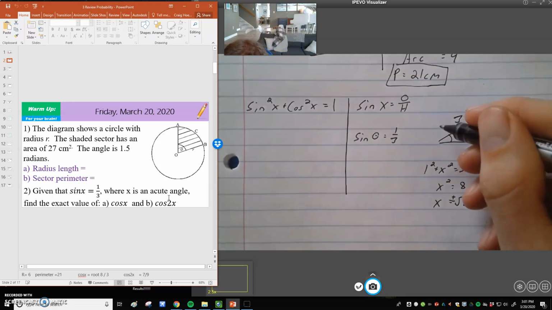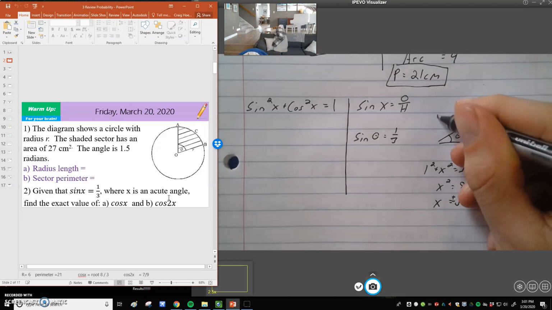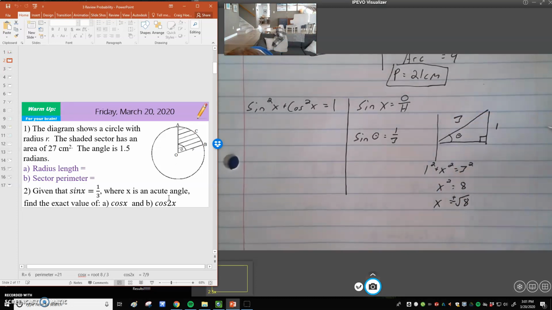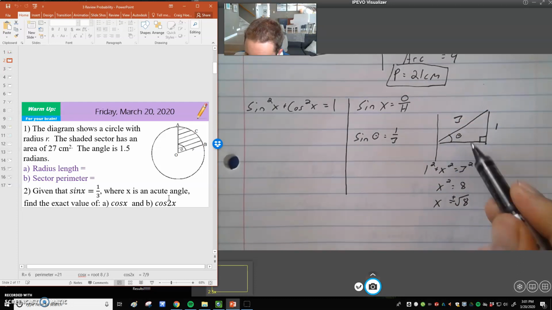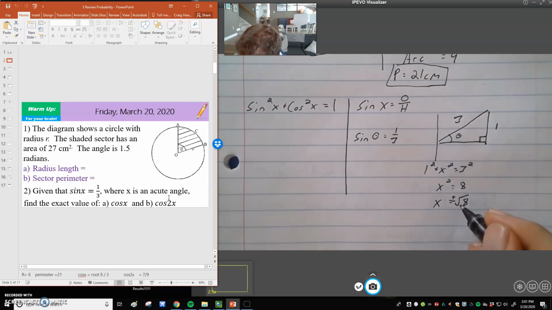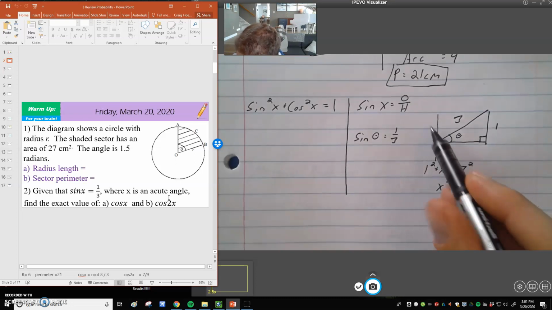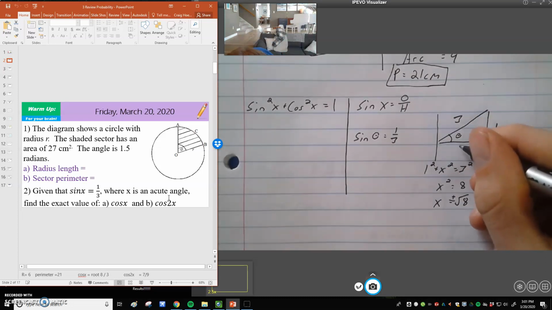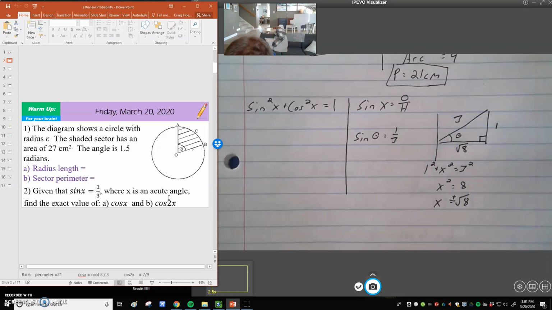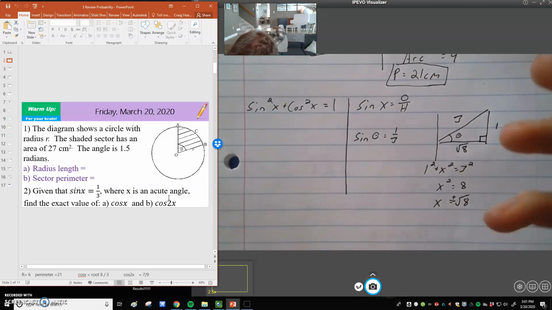And so if this were on a unit circle, something like that, our x values, or our cosine values, are always positive over here. So that tells me that I'm using the positive square root of 8. If I said an obtuse angle, remember your cosine values for obtuse angles are all negative. But let me complete my triangle here. Square root of 8.